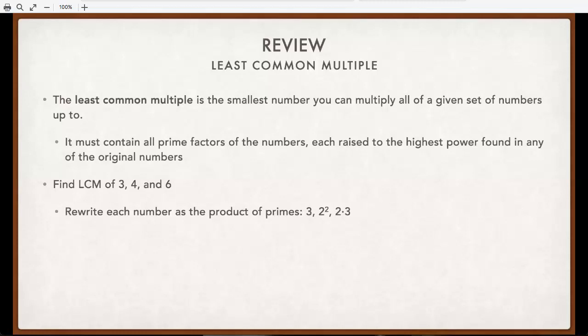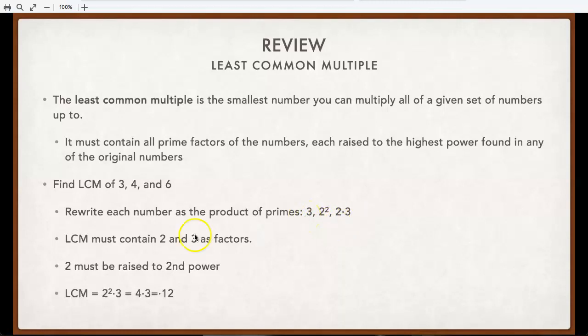We can find the least common multiple by rewriting each number as the product of primes. So 3 is prime, so we just write 3. 4 we can rewrite as 2 squared, and 6 as 2 times 3. Now, because we have 2 and 3 as the prime factors here, our least common multiple has to contain both 2 and 3. And 2 has to be raised to the second power because it's raised to the second power in 2 squared. 3, on the other hand, is only ever raised to the first power. So our least common multiple is 2 squared times 3, or 4 times 3, or 12.